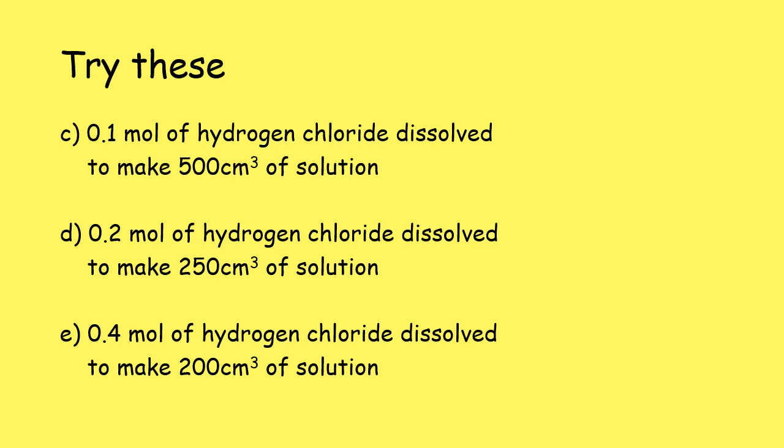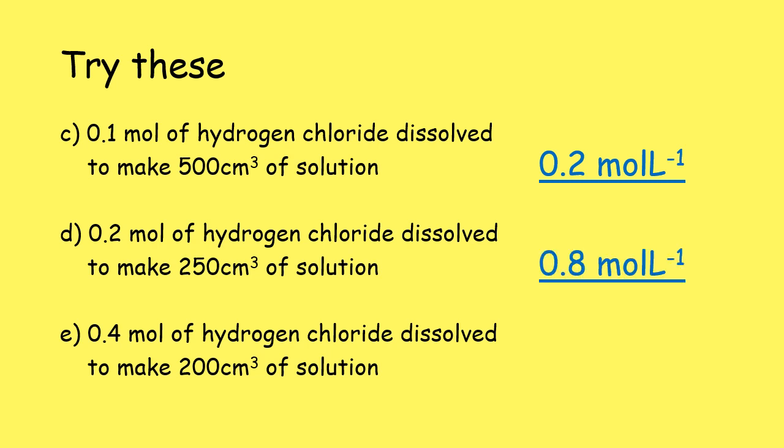If you've unpaused the video, having tried these questions, the answers are 0.2, and that is 0.1 divided by 0.5 litres, which gives us 0.2 moles per litre. For the next one, 0.4 moles divided by 0.25 litres gives us 0.8 moles per litre. And for the final one, it's 0.4 moles divided by 0.2 litres, which gives us 2 moles per litre.